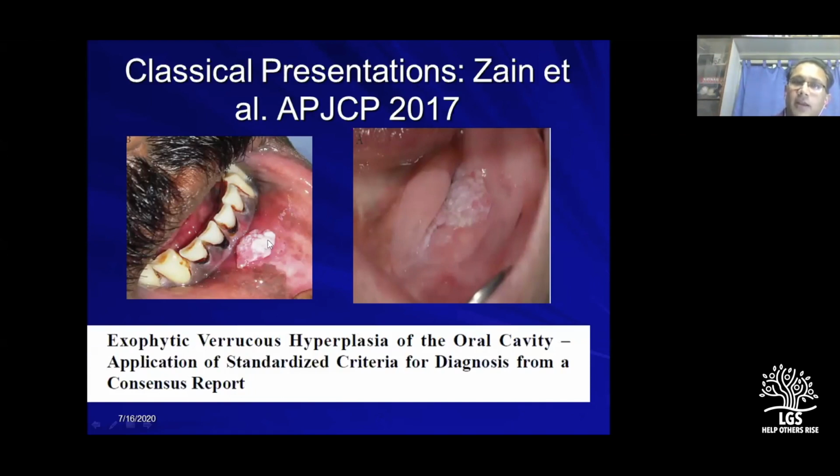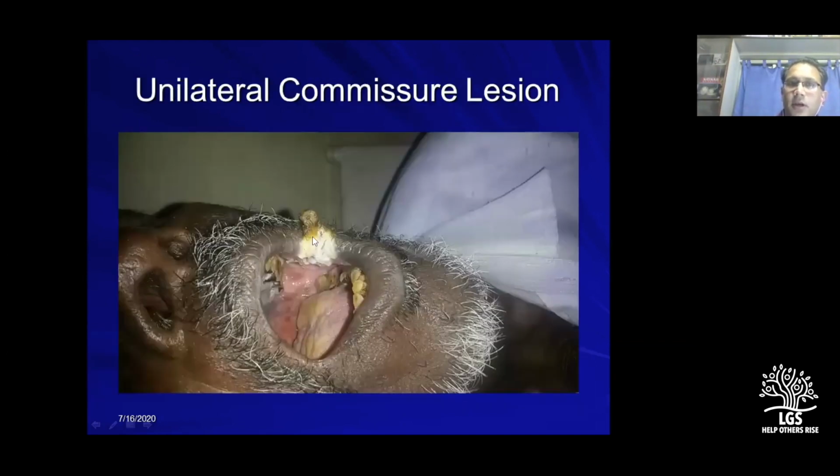Some of them can have some amount of keratinization, or they may not have keratinization. So these are some types of exophytic warty lesions with or without a degree of keratinization or whiteness or varying degrees of redness. These are the classical presentations of oral verrucous hyperplasia. They could arise very commonly in the commissure, as seen in one of the patients, with a sort of horn developing in these lesions.